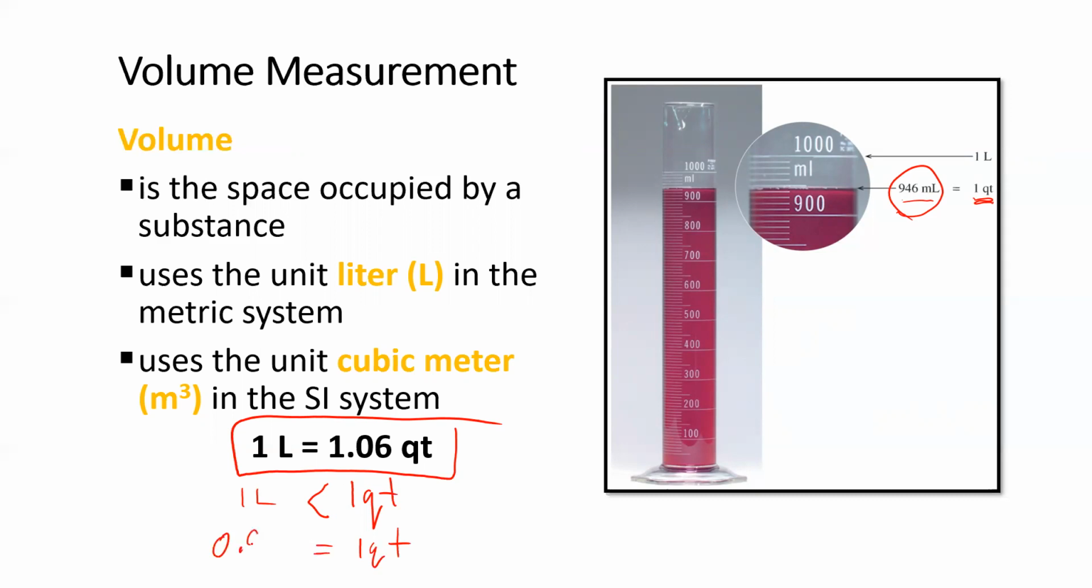is 0.946 liters, because I'm just taking milli and moving the unit over from milli, 1, 2, 3, because there's 1,000 milliliters in a liter.